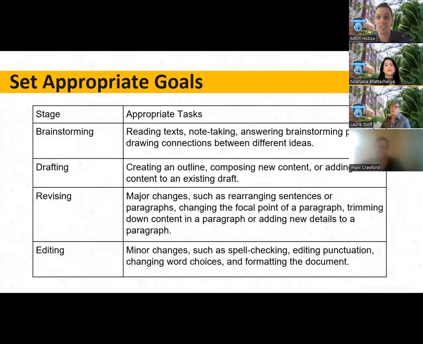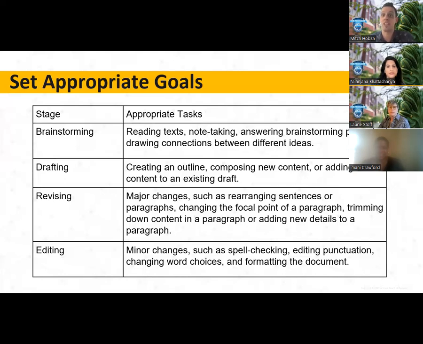So we never want to turn in a first draft as our final draft. That's the only time I say that there's something wrong with the first draft, is when we're treating it as a final draft. That's the only time we apologize for a first draft. So you have to revise that first draft. So make major changes to it, such as rearranging the sentences or paragraphs, changing the focal point of a new paragraph, or trimming down content in a paragraph, or adding new details to that paragraph. So there's a lot of organizational work that happens in revision.